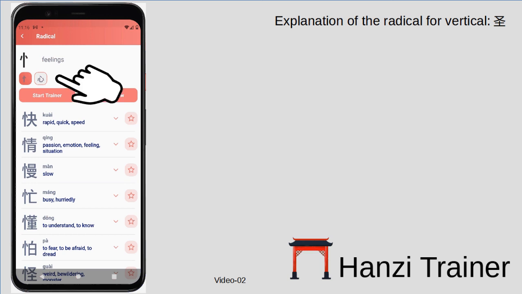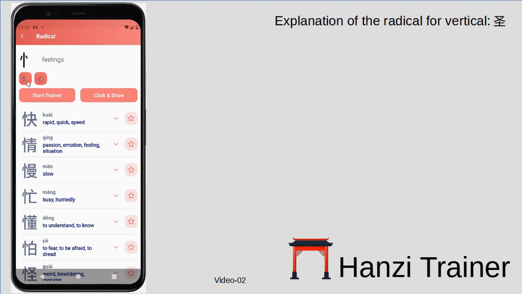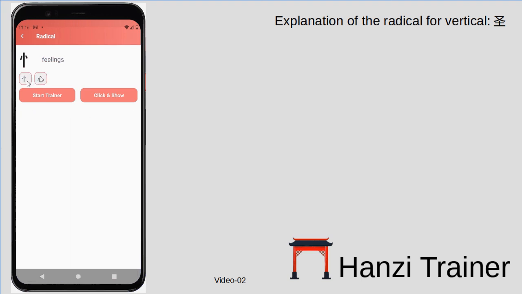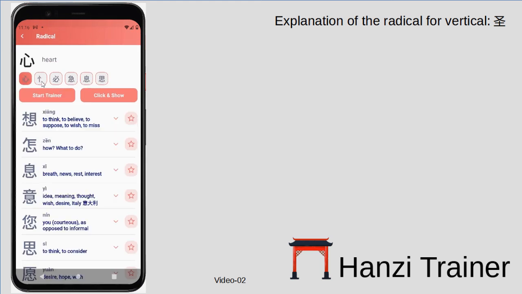Here in the second line we have some radicals which stand in a certain relation to this radical for feelings. For example, we have here the radical for heart, and with a double click on this heart I come to the follow-up page with all usages of this heart. I strongly recommend to you that you use this training mode, so based on the radicals, because you get a better overview of the systematics.